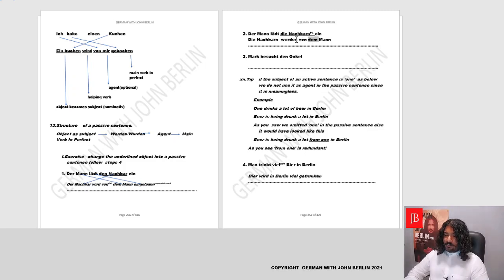So then, die Nachbarn werden von dem Mann. Then the main verb is einladen. If you remember, we'll change it into perfect, eingeladen. Yes, the neighbors are being invited from the man.